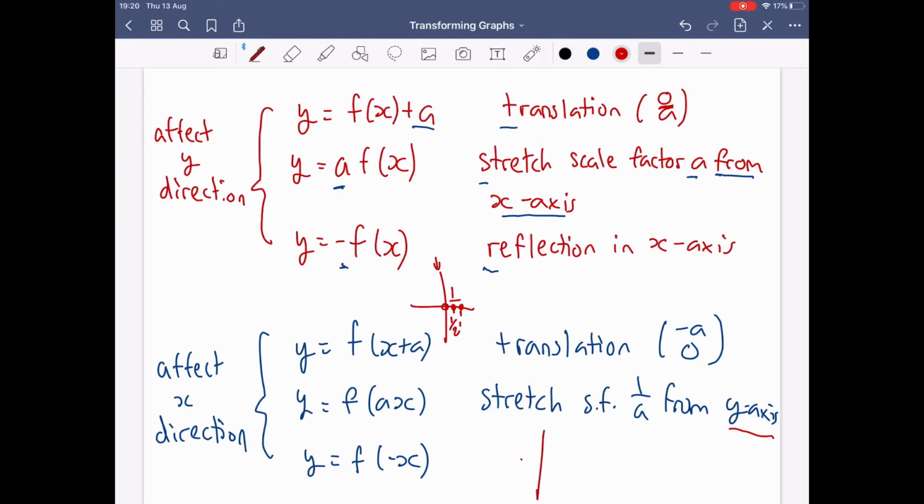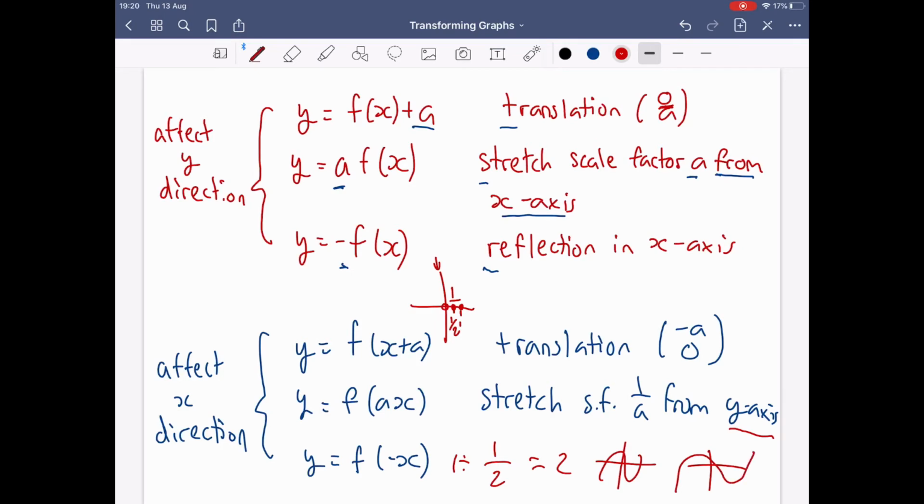To visualize this, if y equals f of x was this, then y equals f of 2x would be this. It would be squashed in a way. Okay, and if a was 1 over 2, what you would have is 1 divided by 1 over 2, which is 2. So here you would increase the distance. So this would become this.